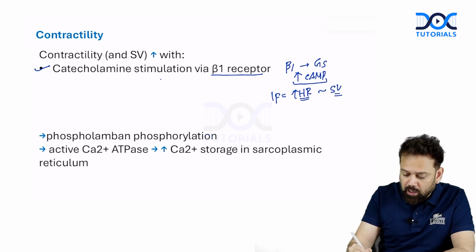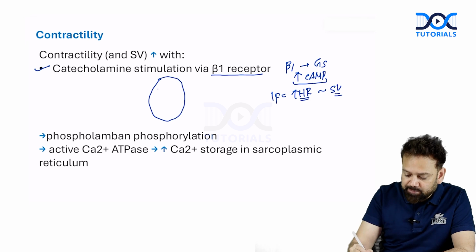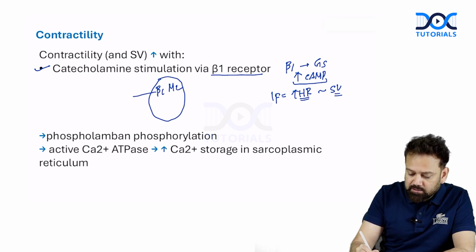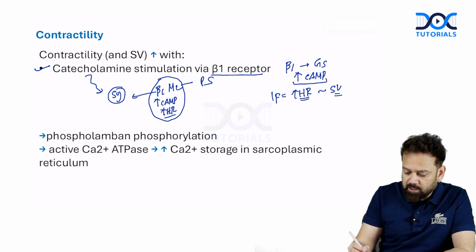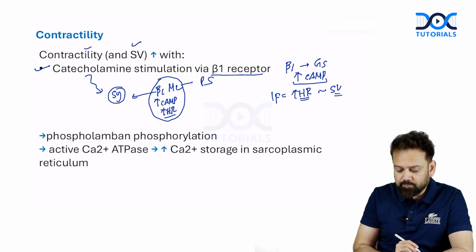So in the heart, there was beta 1 receptor and M2 receptor. Beta 1 was sympathetic, M2 was parasympathetic. Beta 1 was stimulated by catecholamines. They will increase cyclic AMP, they will increase heart rate, they will increase what? Stroke volume and contractility. Clear?